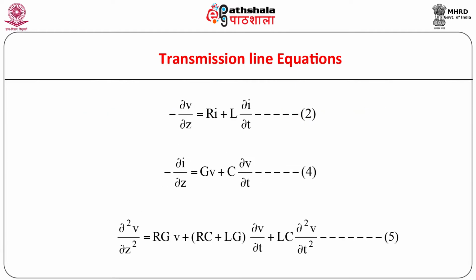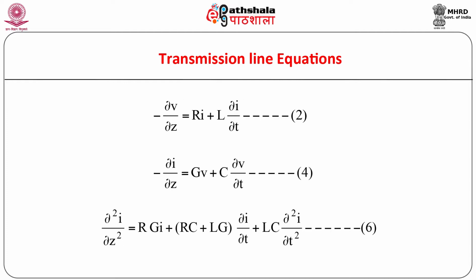Differentiating equation number 2 with respect to Z and equation number 4 with respect to T and combining the result, we obtain the transmission line equation determining the voltage V along the transmission line involving transmission line distributed parameters R, L, C and G as shown. Similarly, differentiating equation number 2 with respect to T and equation number 4 with respect to Z and combining the results, we obtain the transmission line equation determining the current I(Z,t) along the transmission line involving transmission line distributed parameters R, L, C and G as shown.